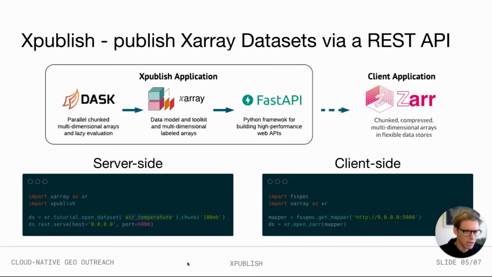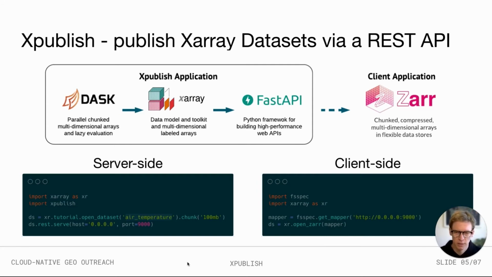So we built Xpublish a couple years ago with the idea that yes, we can read data via the Zarr API in object store, but we could also serve Zarr data from an Xarray dataset. So it's kind of flipping that read API around. And so an Xpublish application is made up of Xarray as the data model, a FastAPI front end. And so FastAPI is a Python framework for building web APIs. And then when combined with Dask on the back end, we get a lazy parallel execution framework for serving chunks of Zarr data to client applications.